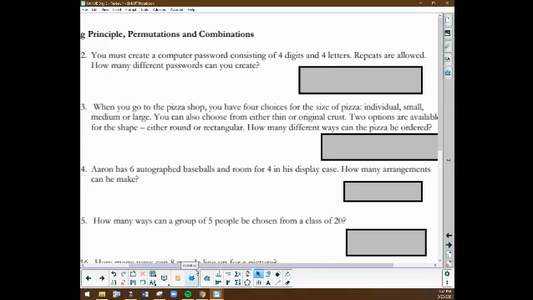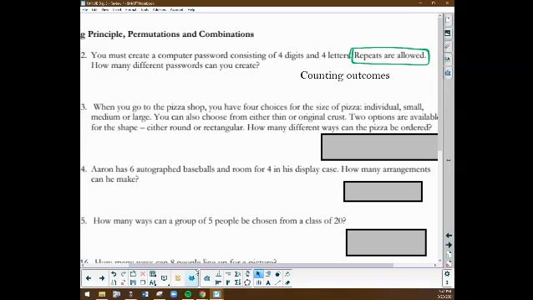So you must create a computer password consisting of 4 digits and 4 letters, repeats allowed. How many different passwords can you create? All I want to do is say, is this a permutation, combination, or neither, which would be the counting principle, right? The key to this first one is it says repeats are allowed. That means it can't be a permutation or a combination at all because we can repeat. So this would be a counting outcomes one, where we make the spaces: 4 digits, 4 letters, just like when I did counting outcomes a little bit ago.